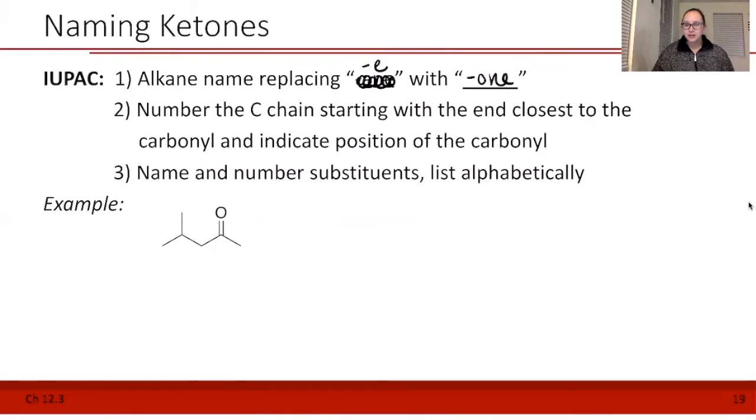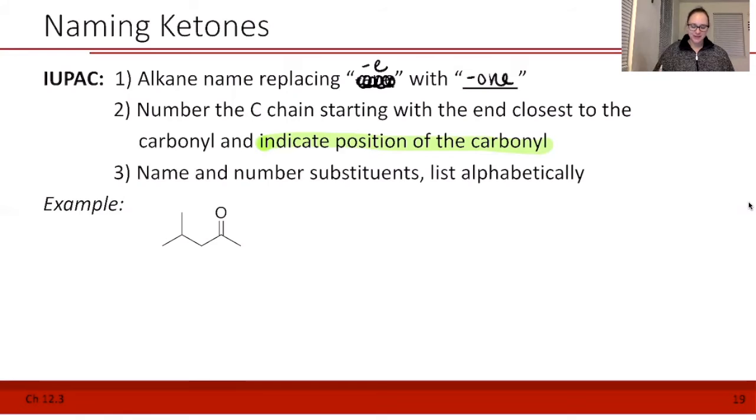Number the carbon chain starting at the end closest to the carbonyl, and you need to make sure you indicate the position of the carbonyl. When we were naming aldehydes, we didn't have to indicate the position of the carbonyl because it had to, by definition, be on the end. But this time, it, by definition, cannot be on the end, so we have to indicate where it is. Then we're going to name and number our substituents, listed alphabetically, as always.